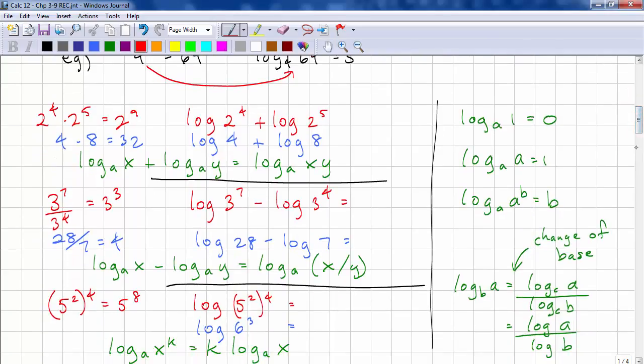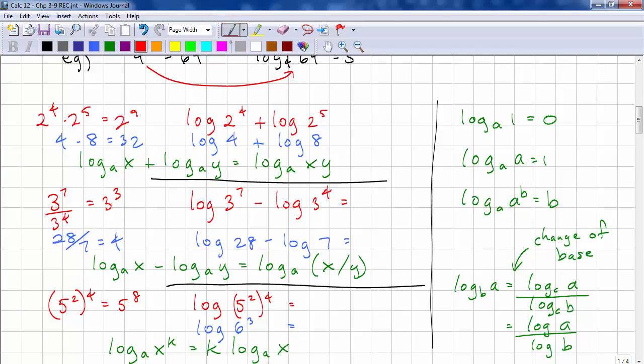And just a quick refresh of your log laws. You can go through these examples by yourself, but basically, if we take log a of x plus log a of y, this is log a of x times y. And for division here, we have log a of x minus log a of y. That's the same as log a of x divided by y. And for log a of x to the power of k, we can bring the exponent out to the front. So this is k log a of x.